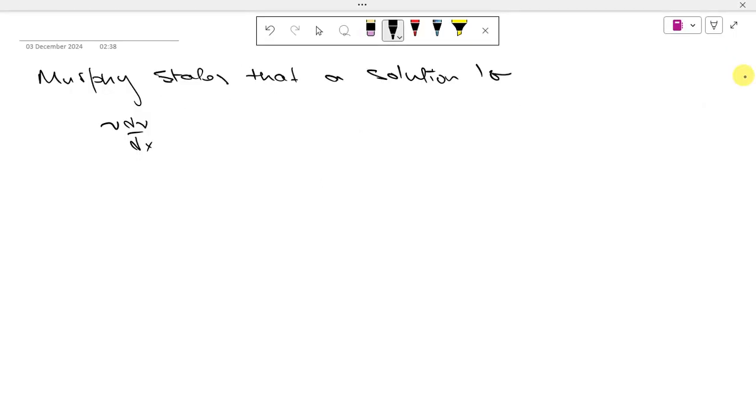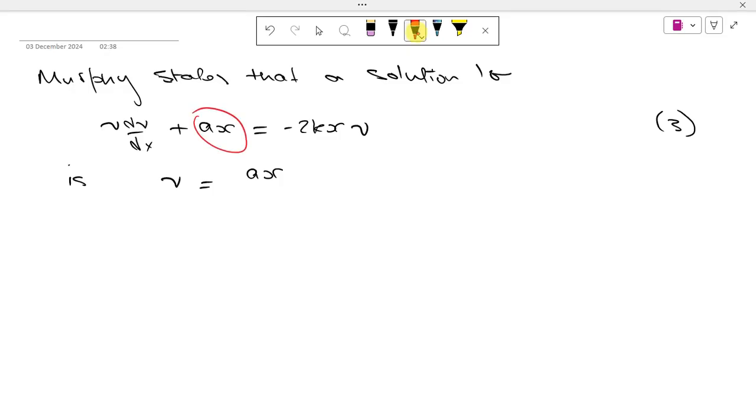So a solution to v dv by dx plus ax equal to minus 2kxv, we're still calling that equation 3, is v equal to ax, so it's this divided by this. So that becomes ax over minus 2kx.